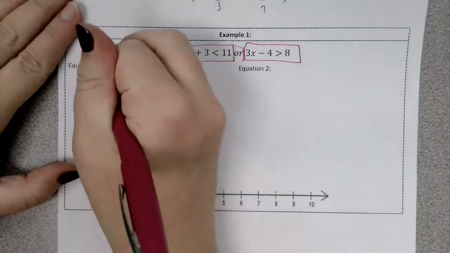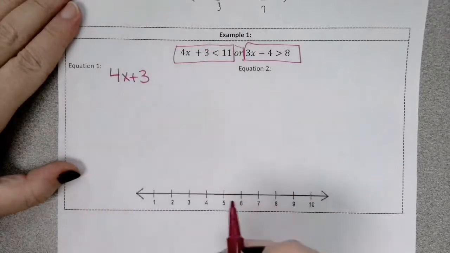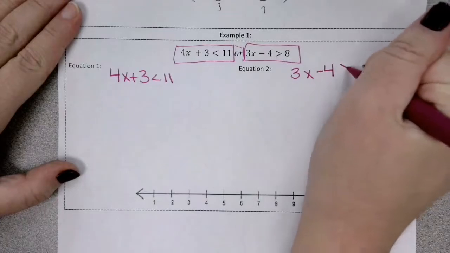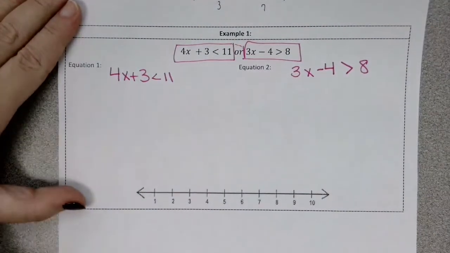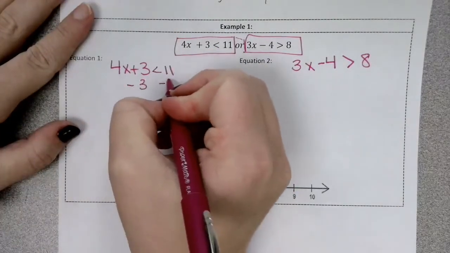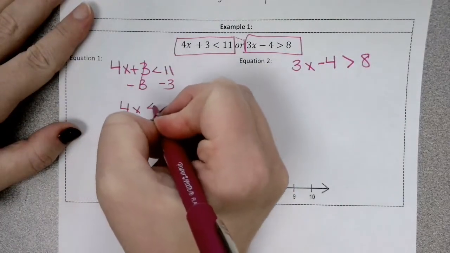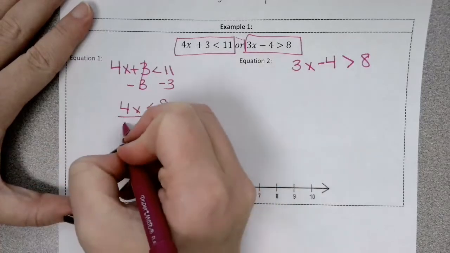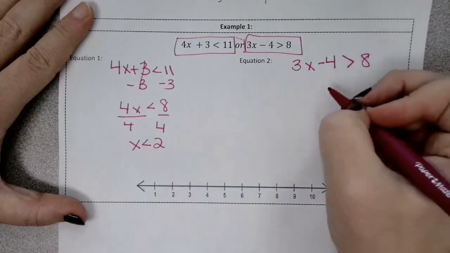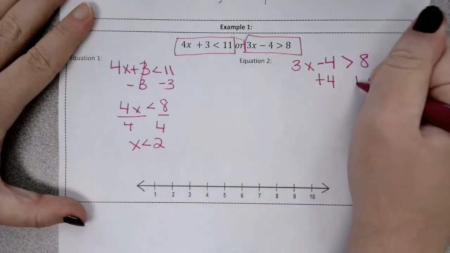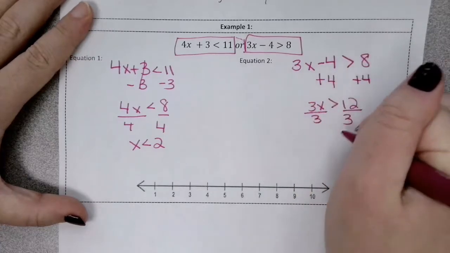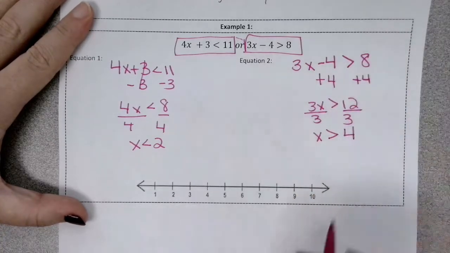both inequalities. So my first inequality is going to say 4x plus 3 is less than 11, and my other inequality is going to say 3x minus 4 is greater than 8. And I'm just going to solve both the way you did in your last lesson. Subtract 3, 4x is less than 8, divide by 4, x is less than 2, add 4, 3x is greater than 12, divide by 3, x is greater than 4.